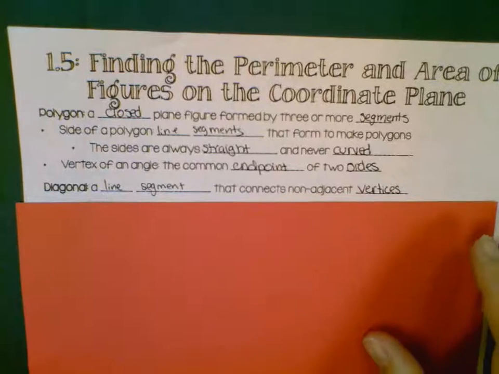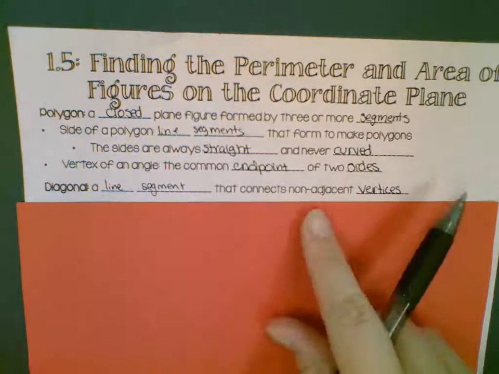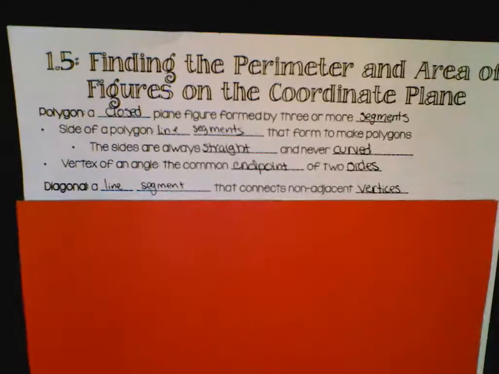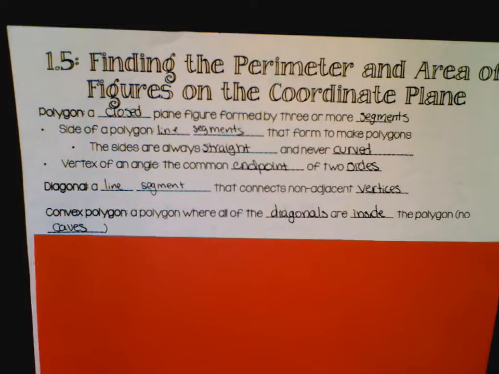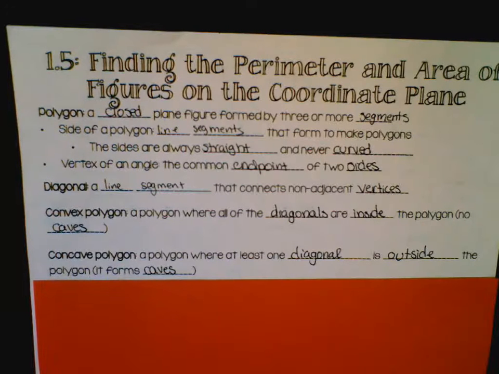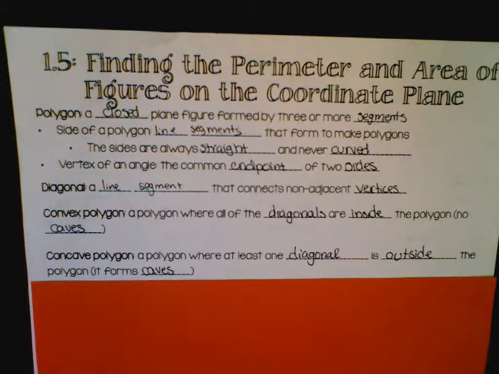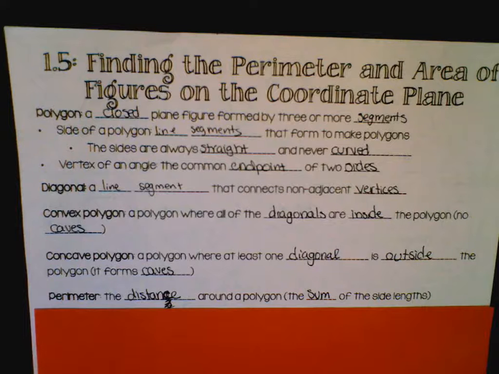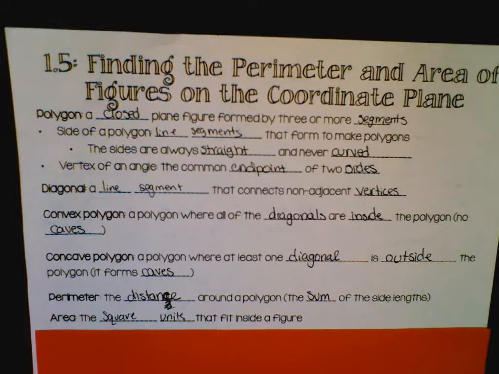A diagonal connects the non-adjacent vertices, so the ones that aren't next to each other. Okay. And then we have a convex polygon where the diagonals are inside, and a concave polygon is where the diagonals are outside. And we're going to look at the difference between those in that chart in a second. So then a perimeter is the distance around a polygon, which ends up being the sum of all the sides. And area is the square units that fit inside.